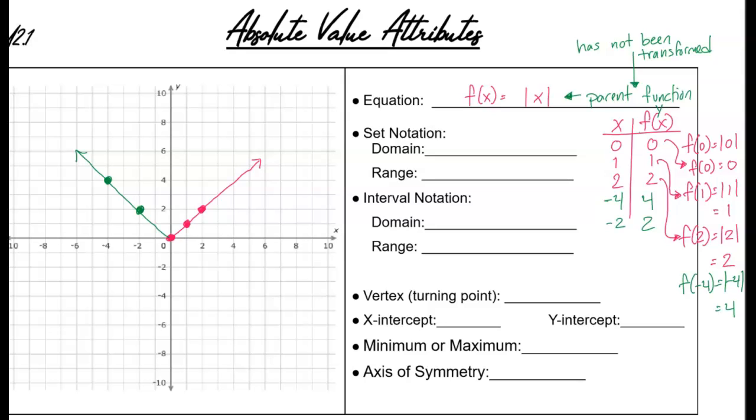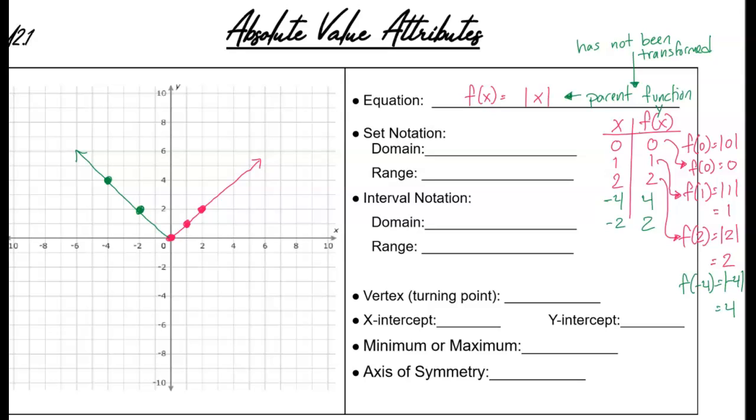Notice it hasn't been stretched or compressed. It hasn't been translated. It hasn't been reflected. It is normal. It is as normal as it can get. I know it hasn't been stretched or compressed because from my vertex to my next perfect point is just up 1 over 1. It's always up 1 over 1 if it hasn't been stretched or compressed.